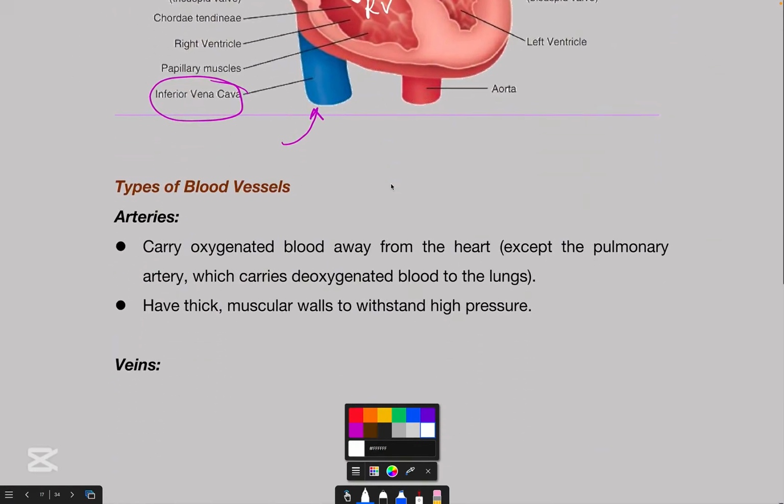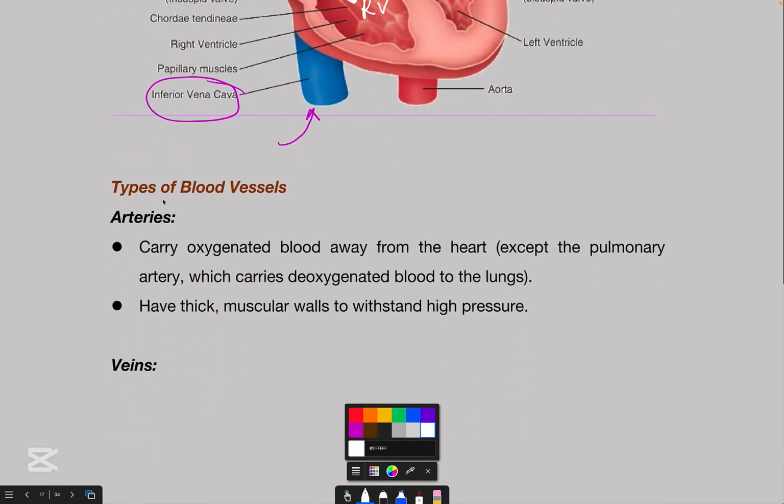Now let's look at types of blood vessels. We say arteries. These ones carry oxygenated blood away from the heart, except the pulmonary artery, which carries deoxygenated blood to the lungs. I've explained that. The pulmonary artery carries deoxygenated blood to the lungs. They have thick muscular walls to withstand high pressure. This is for the arteries.